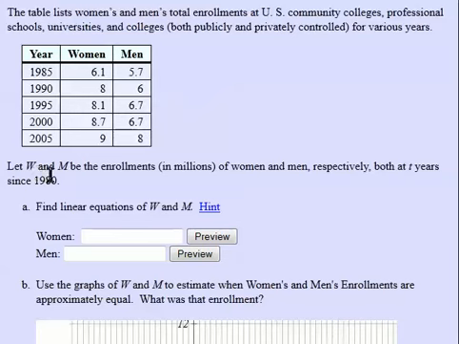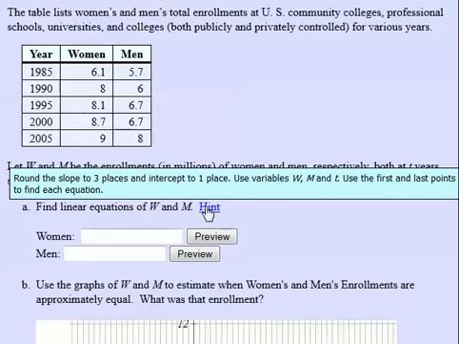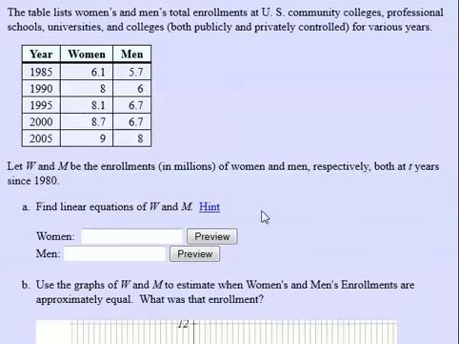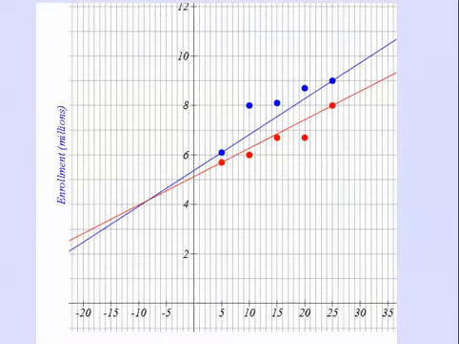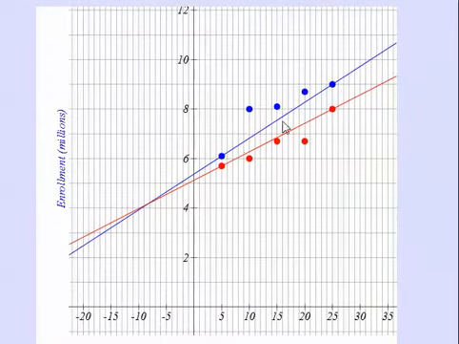Let capital W and capital M be enrollment in millions of women and men respectively, both at T years since 1980. We're first asked to find a linear equation for M and W. We have a hint here that says round the slope to 3 decimal places and use the variables. Taking a look, we do have the lines graphed here. So we're going to go ahead and use the first and the last points, even though maybe it's not the perfect line, but it helps here. Ideally, maybe we would have this piece sloped up a little bit, but we'll go ahead and use the first and the last points. We can see here that the y-intercepts are going to be just above 5 for both of these.